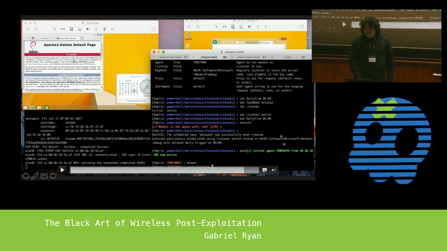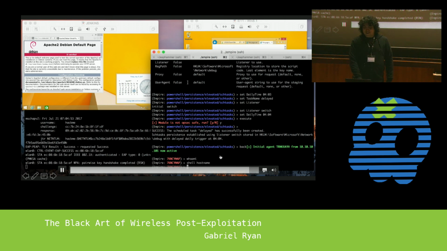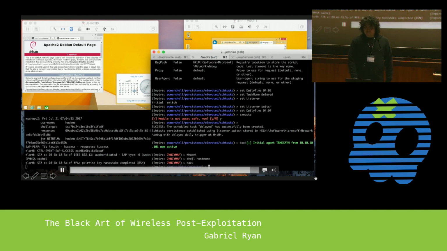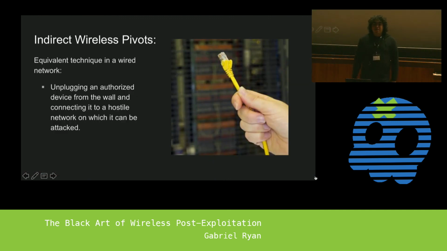So at this point we received the connection back from the payload that was executed by the scheduled task, but this time we have a reverse connection back to our quarantined interface, which has let us bypass the restricted VLAN. The equivalent technique in a wired network would be literally walking up to a computer that's plugged into the wall, unplugging it from the wall and plugging it into your own router instead, and then attacking it.